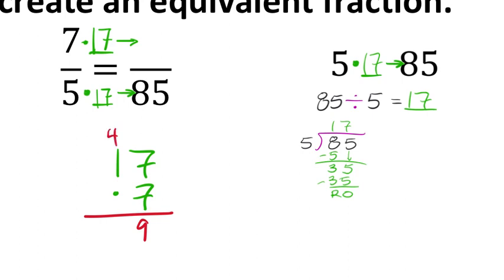carry over into the next place value. Now I have 7 times 1, which is 7. But then I've got to add the 7 to the 4 to make 11. And so that's my new numerator, by the way, 119.